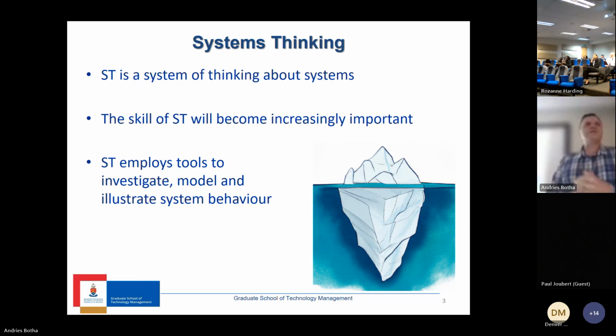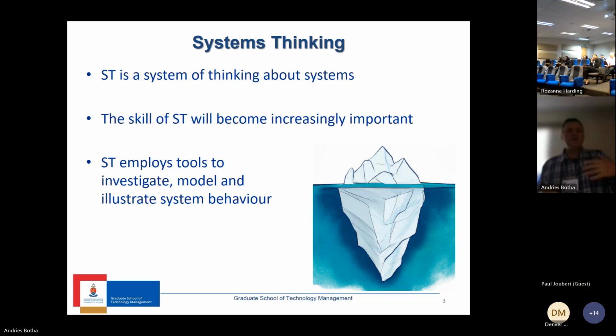Just to set the scene, the way I see systems thinking, as I present it in my courses, is that systems thinking is a system of thinking about systems, and it's been noted that it's becoming increasingly important as the problems we are trying to solve get more and more complex. Systems thinking employs tools to investigate, model and illustrate system behavior, to help inform decisions about policies and generating solutions to the problems that we have.